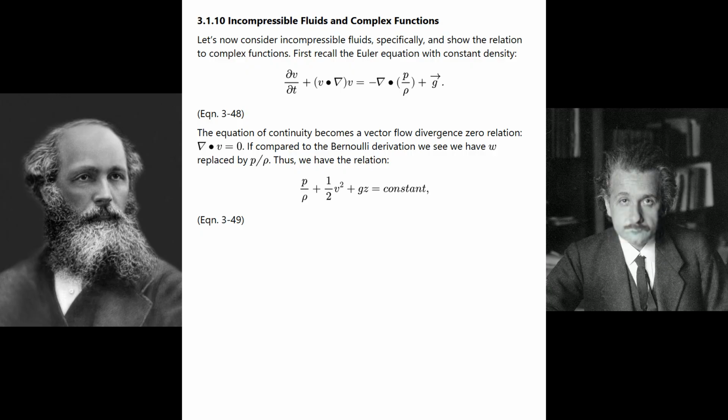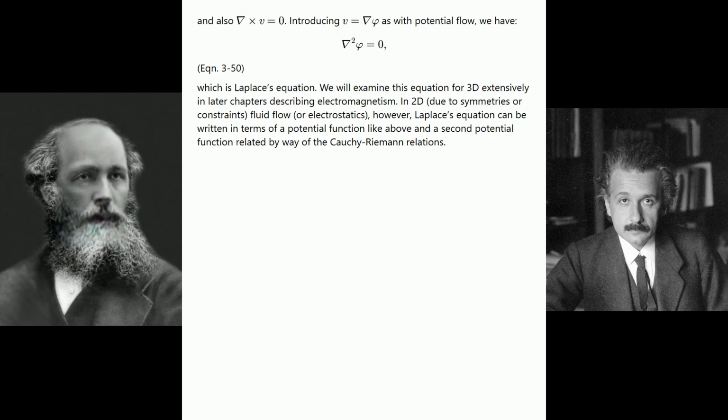3.1.10 Incompressible fluids and complex functions. Let's now consider incompressible fluids, specifically, and show the relation to complex functions. First, recall the Euler equation with constant density. See equation 3-48. The equation of continuity becomes a vector flow divergence 0 relation, gradient dot v equals 0. If compared to the Bernoulli derivation, we see we have W replaced by P divided by rho. Thus, we have the relation, see equation 3-49, and also gradient cross V equals 0.